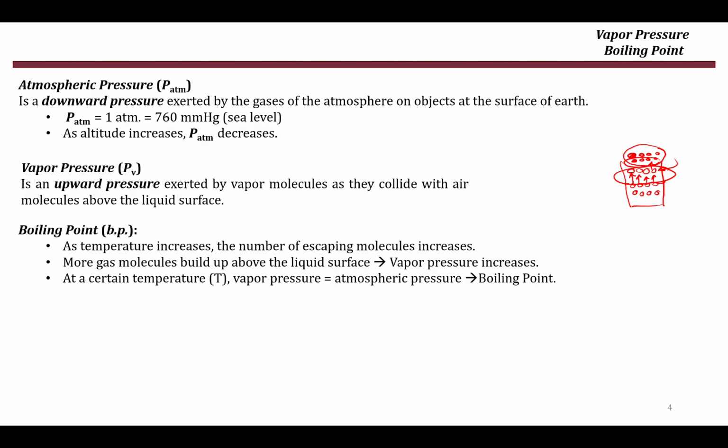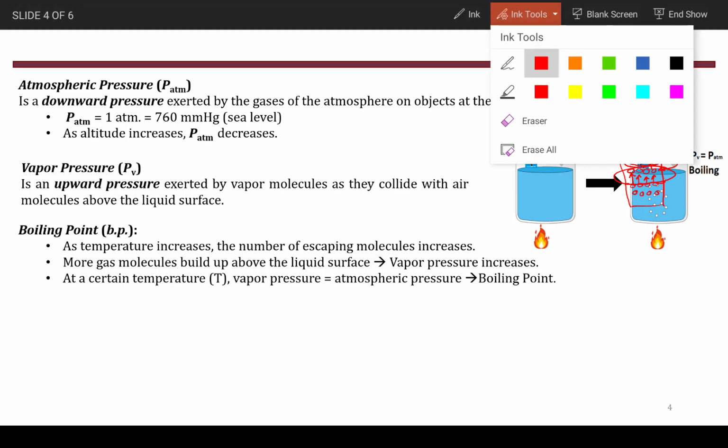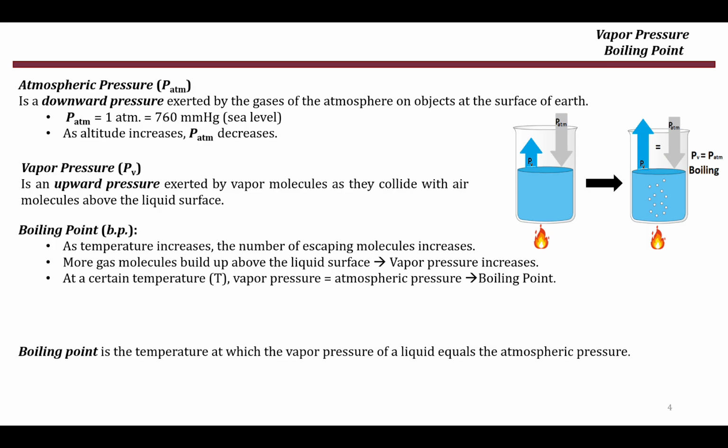Now, at a certain temperature T, if this vapor pressure equals the atmospheric pressure, then this temperature T is called the boiling point. So the boiling point can be defined as a temperature at which the vapor pressure equals the atmospheric pressure. So when you start heating a certain liquid, the vapor pressure of this liquid will start to increase. When this vapor pressure equals the atmospheric pressure, the temperature at this moment is called the boiling point of the liquid.